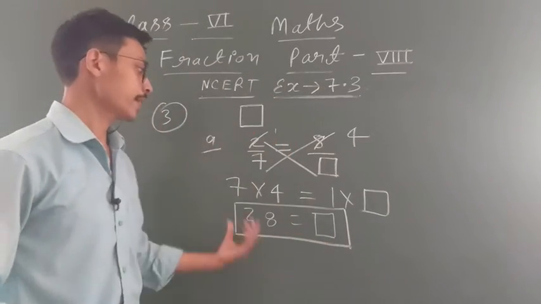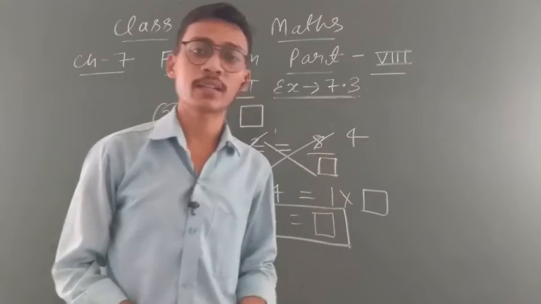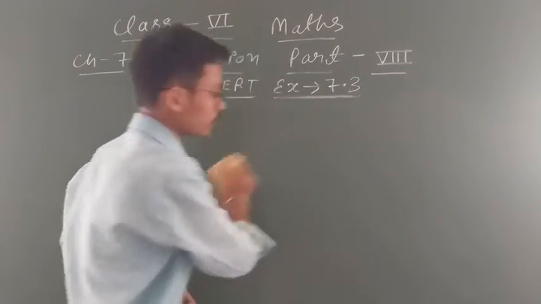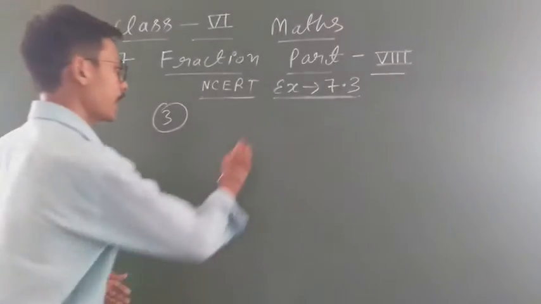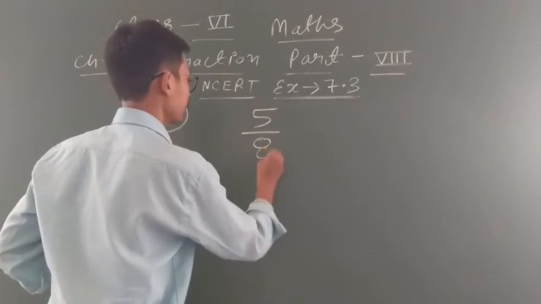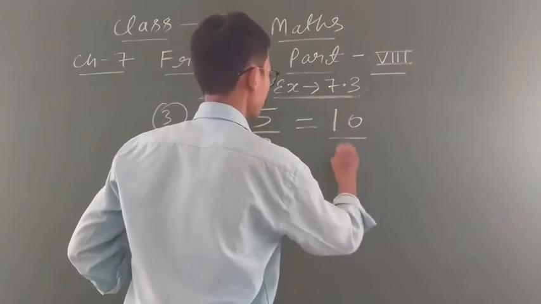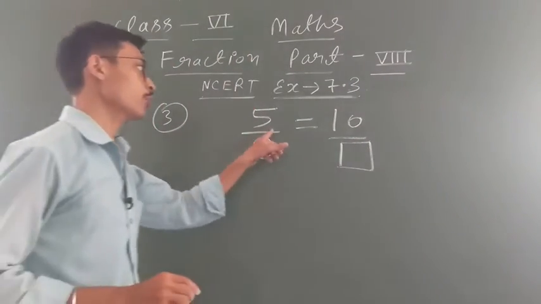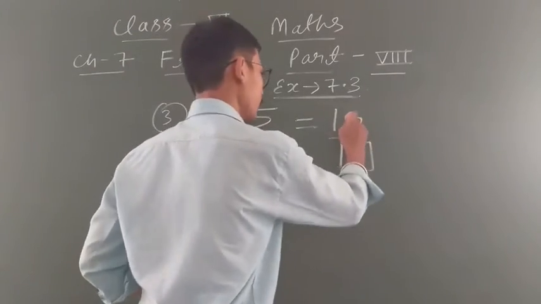So I think, student, this method is too easy, and it is taking very less time. So you can apply this method. The answer is 28. Next question also we can solve on the basis of this process, student. 5 upon 8 equal to 10 upon box. Okay, student. Now you can solve by both ways, but here I am going to solve with the method which I discussed previously.